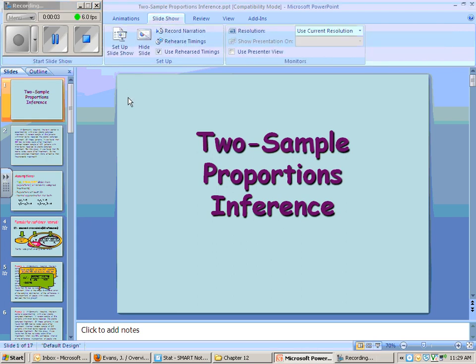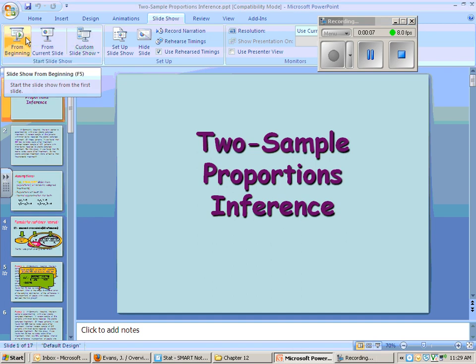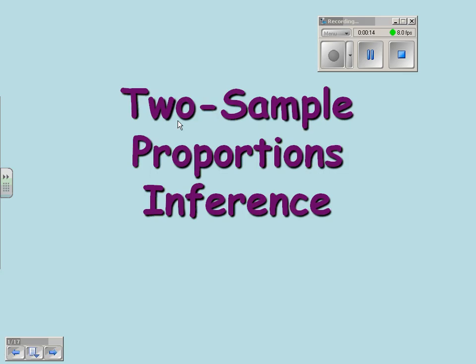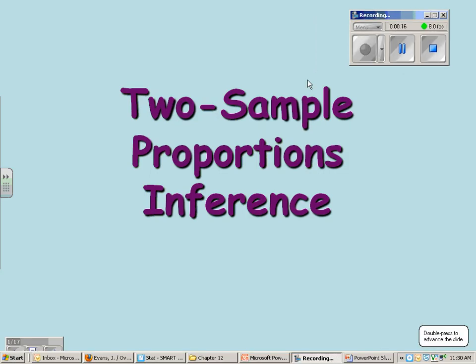Hello everyone, hopefully you have your notes in front of you and you're ready to take a few notes on how to do a two-sample t-test and t-interval for proportions. So here we go.